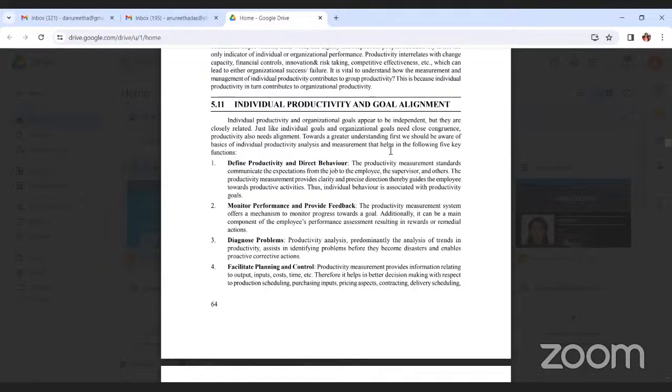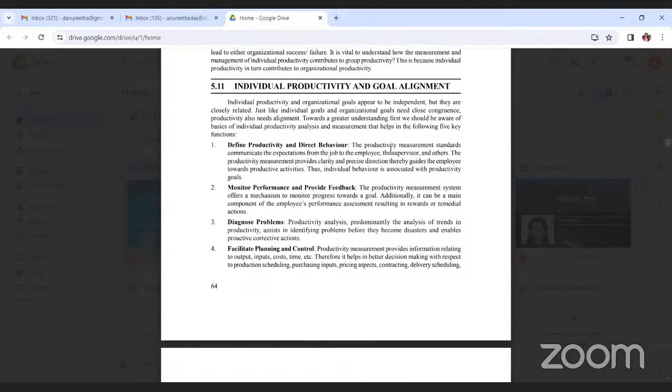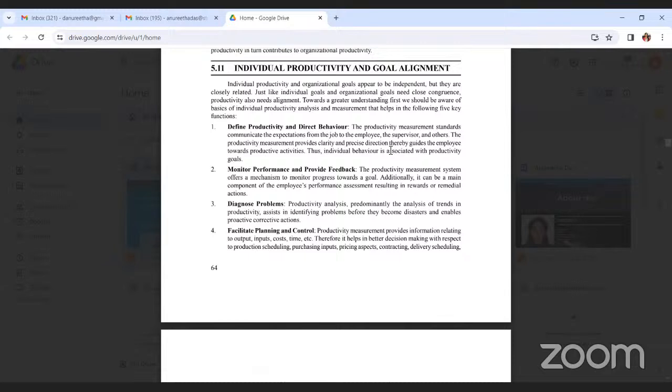Individual productivity and goal alignment. Just like individual goals and organizational goals, even productivity also needs to be aligned. That is, defining productivity and directing the behavior, monitoring performance and providing feedback, diagnose the problem. Very important is to understand what is the problem.